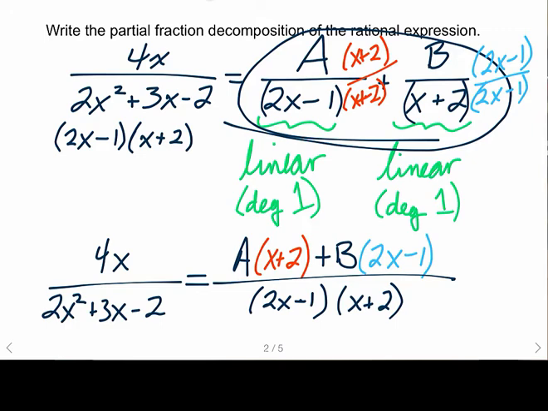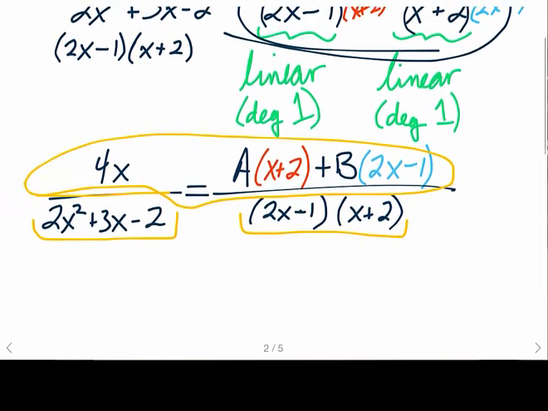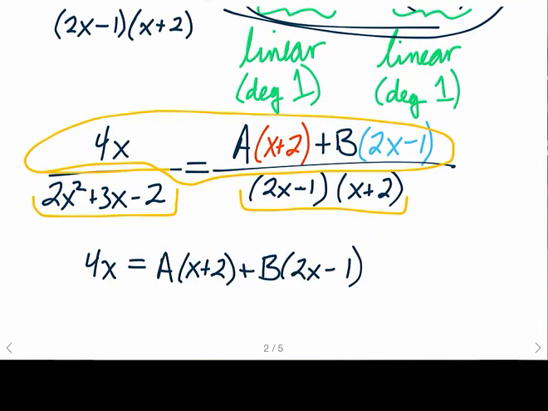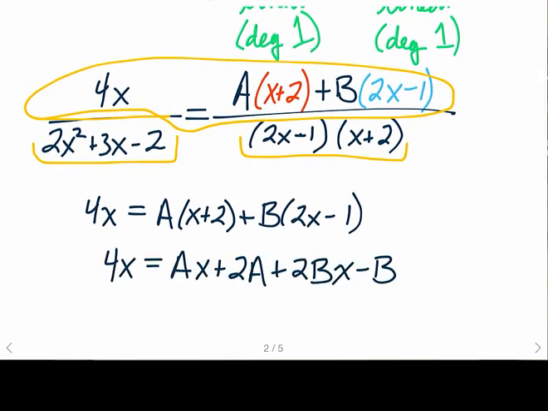Now here we have two fractions that are equal to each other, and because of the way we constructed this, we know that the denominators are equal to each other, which means that the numerators must be equal to each other, and so we write down that equation. The numerator 4x on the left-hand side is equal to the numerator a times the quantity x plus 2 plus b times the quantity 2x minus 1, the right-hand side's numerator.